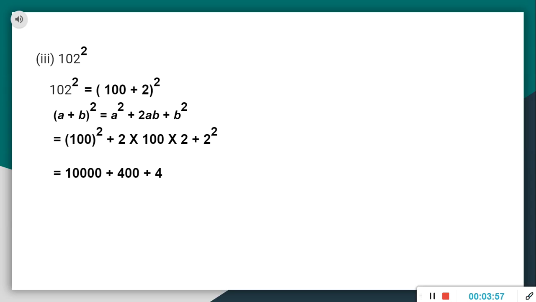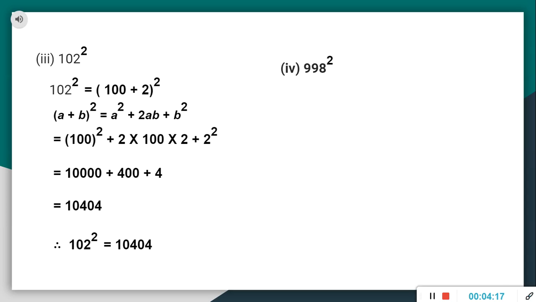Otherwise, 2 2s are 4, 4 into 100, 400. Then plus 2 into 2, 2 square, that is 4. Now add it together: 10,000 plus 400 plus 4. Total 10,404. So therefore the answer of 102 square is equal to 10,404.